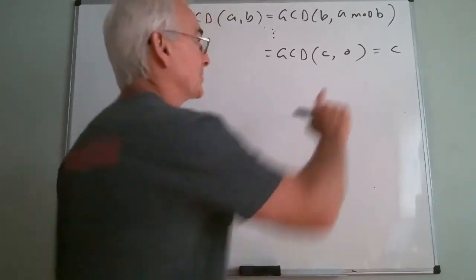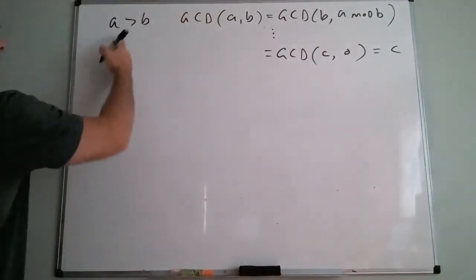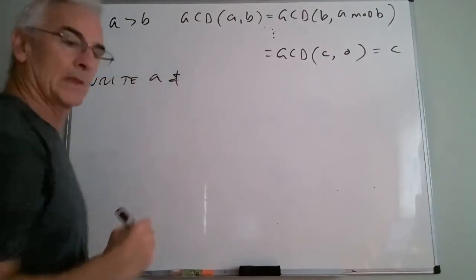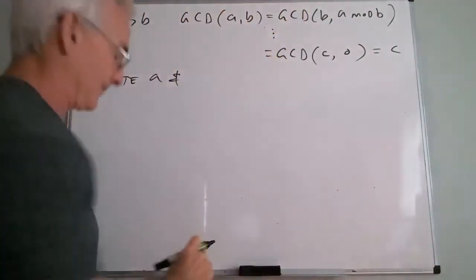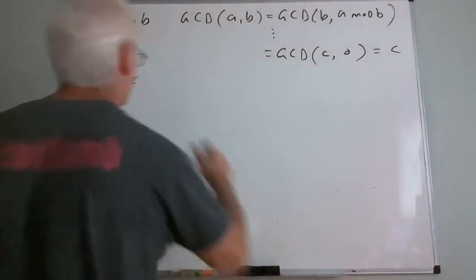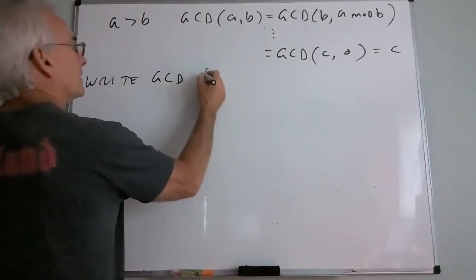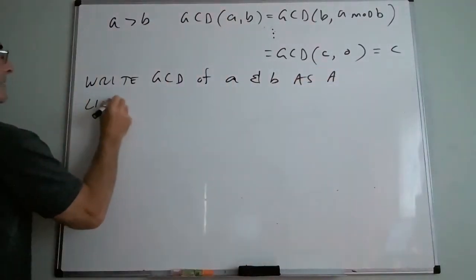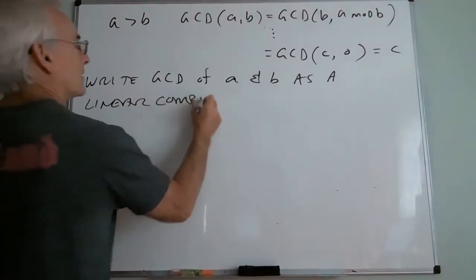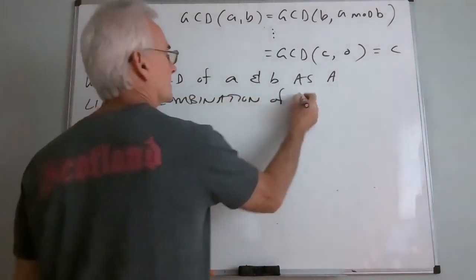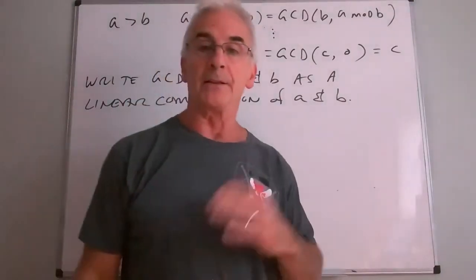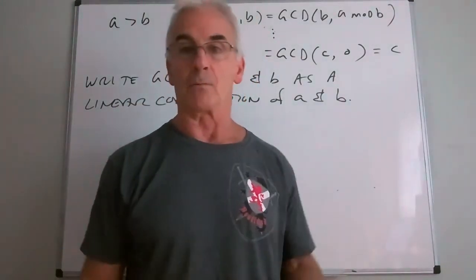But what if, let's say my answer is C, I would like to write the GCD of A and B as a linear combination of A and B. Now that's a term that some of you may not be familiar with. If you've had linear algebra, that's an everyday term. A linear combination means scalar multiples.